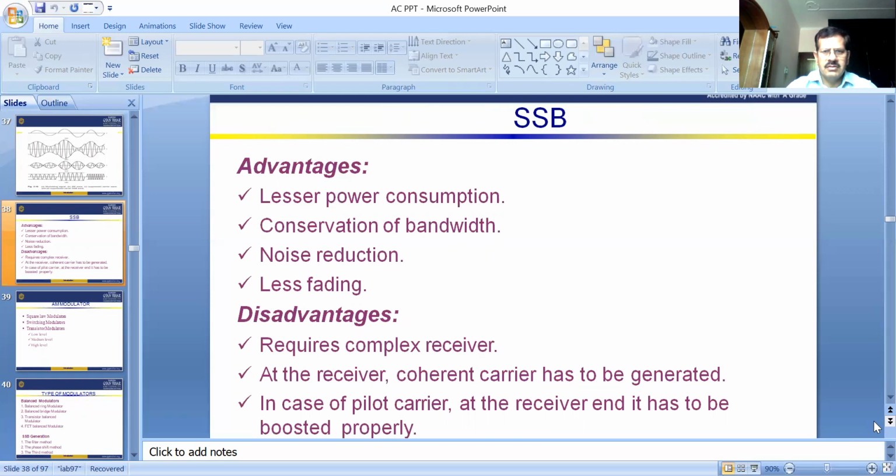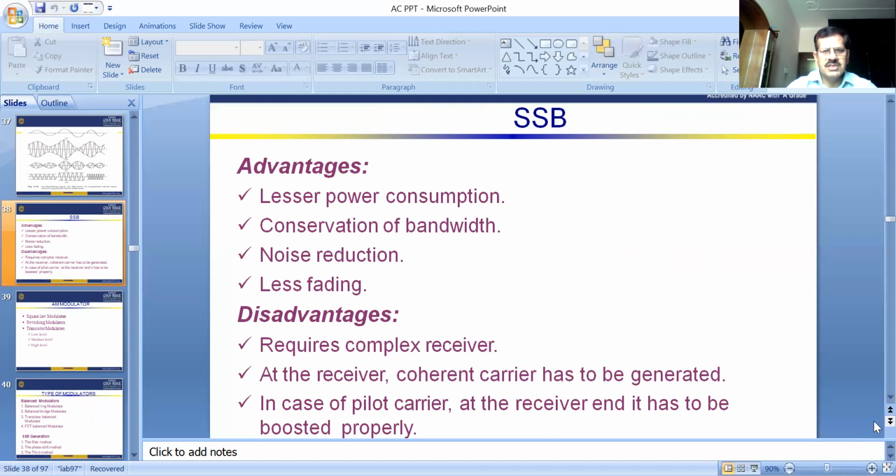What is the bandwidth? Bandwidth is the difference of two frequencies, higher frequency minus lower frequency. That is the bandwidth. And next one is the noise reduction. This is also an advantage of SSB. And last one is the less fading.